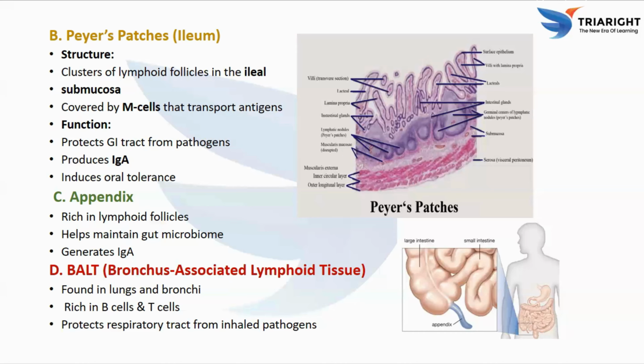It is rich in B and T cells. It produces IgA antibody. So this BALT is important in diseases like asthma, bronchitis and tuberculosis. So these are about the secondary lymphoid organs.